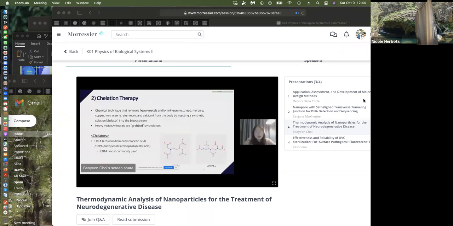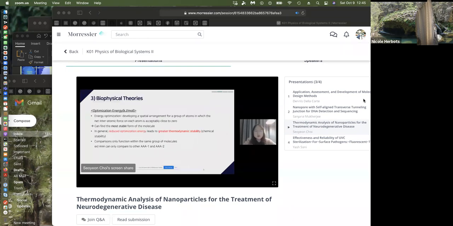Next, I would like to talk about chelation therapy. It is a chemical technique that removes heavy metals and/or minerals, for instance lead, mercury, copper, etc., from the body by injecting a synthetic solution into the bloodstream. These heavy metals or minerals are grabbed by chelators and therefore removed. Some of the molecules being studied to be used as chelators include EDTA and DTPA. Out of these two, EDTA is the most commonly used.